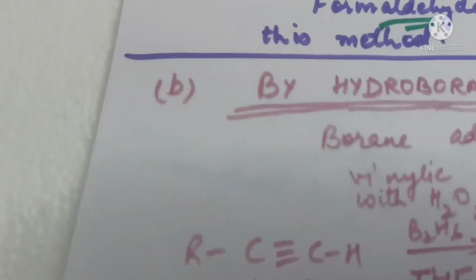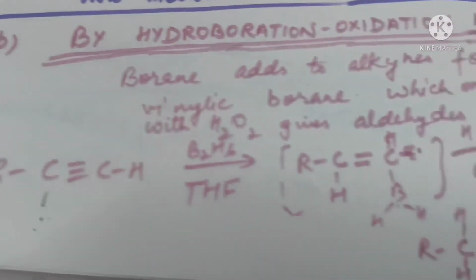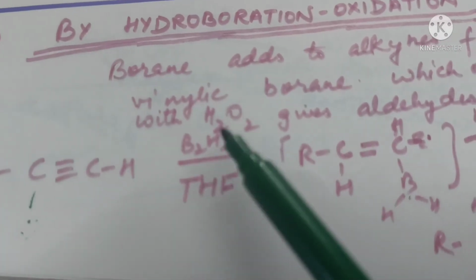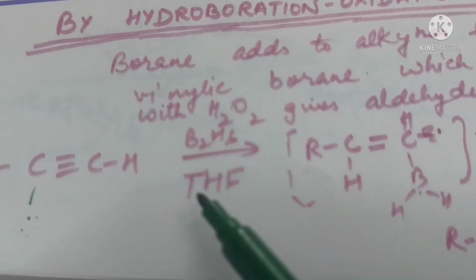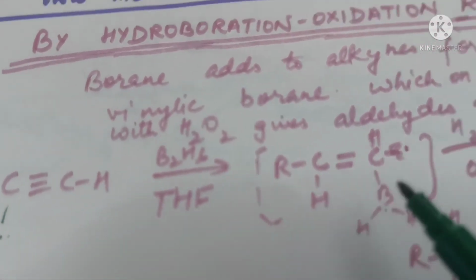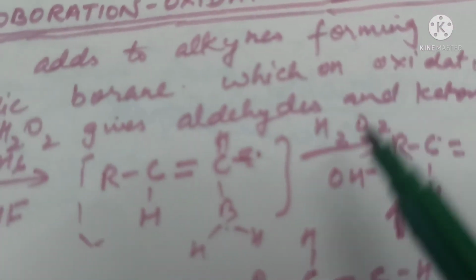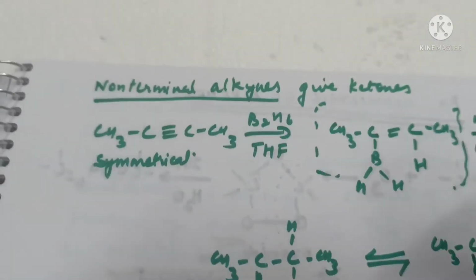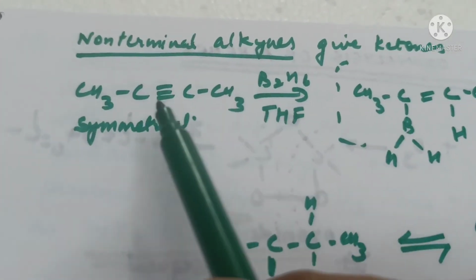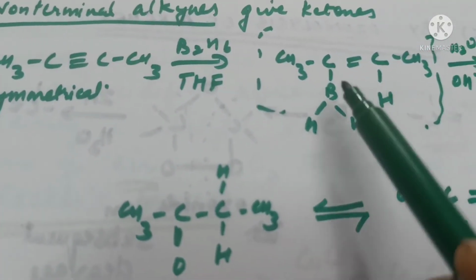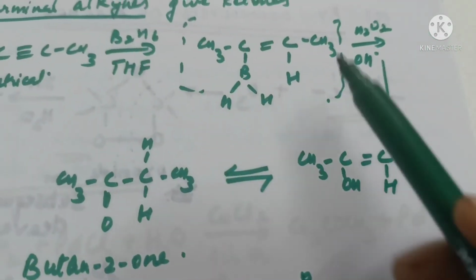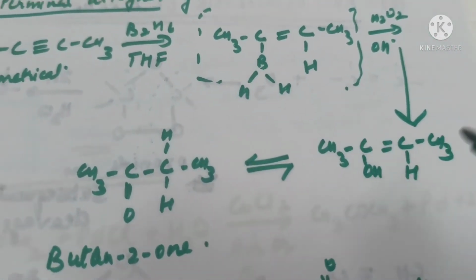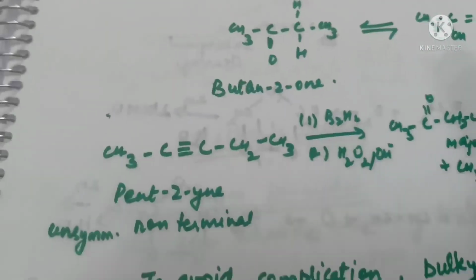So terminal alkynes will form aldehydes when reacted with diborane in presence of tetrahydrofuran and then oxidized using alkaline hydrogen peroxide. Non-terminal alkynes will give ketones. Again, one side H, another side BH2, and then OH gets attached, then tautomerism occurs and ketone is formed.